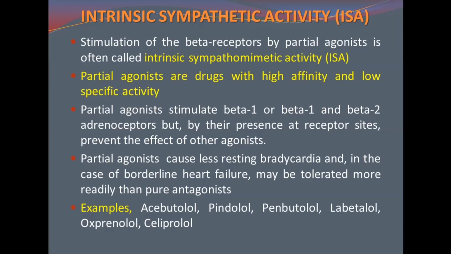Partial agonists also cause less resting bradycardia, and they are well tolerated in patients suffering from heart failure, and they are safer drugs as compared to pure antagonists, which show high affinity and zero specific activity. These drugs include acebutolol, pindolol, penbutolol, labetalol, oxprenolol, and celiprolol.